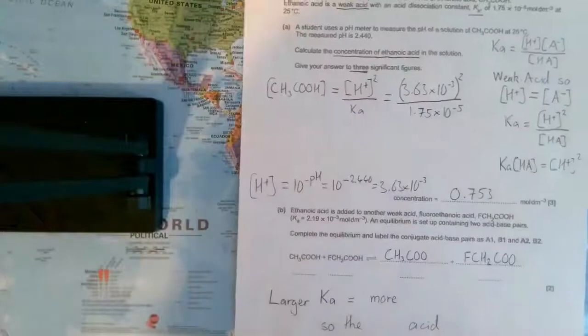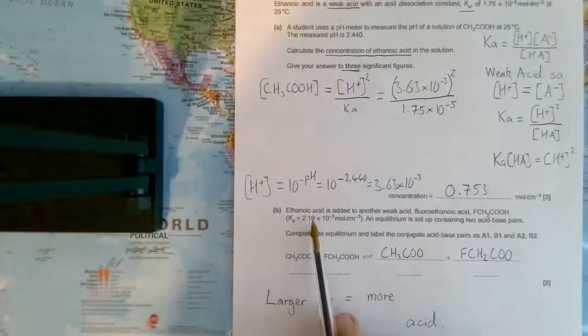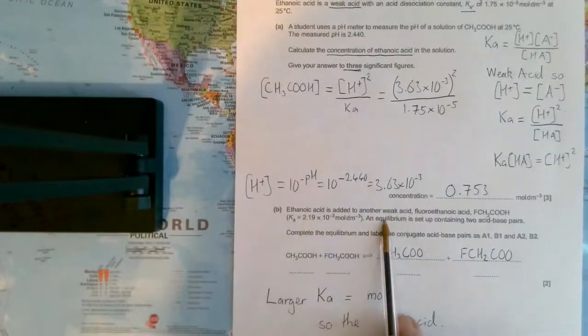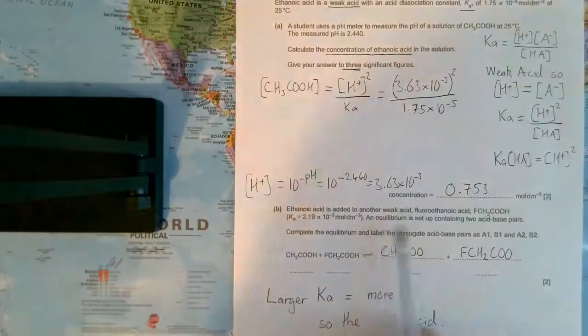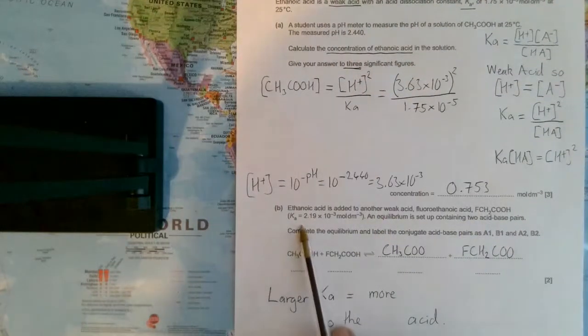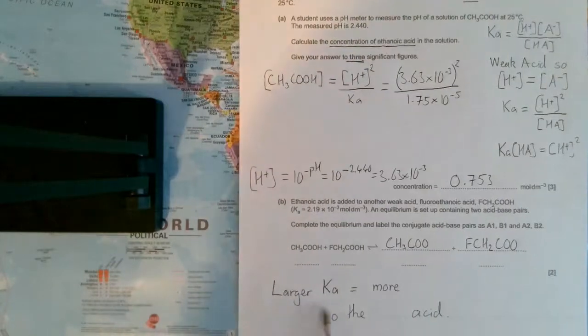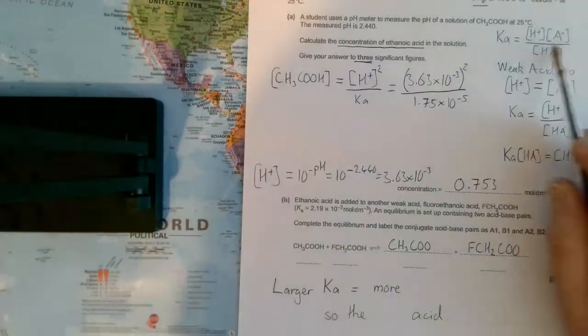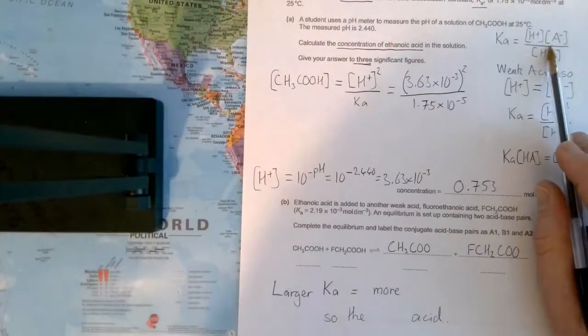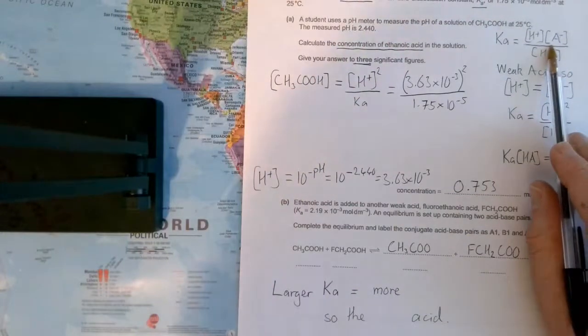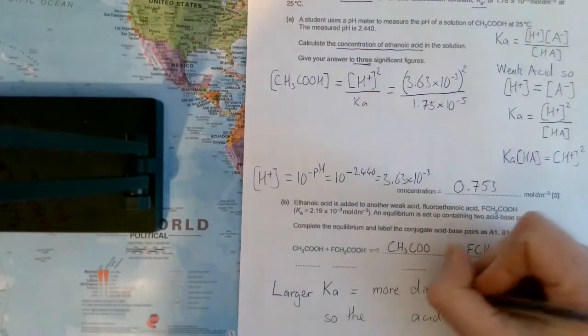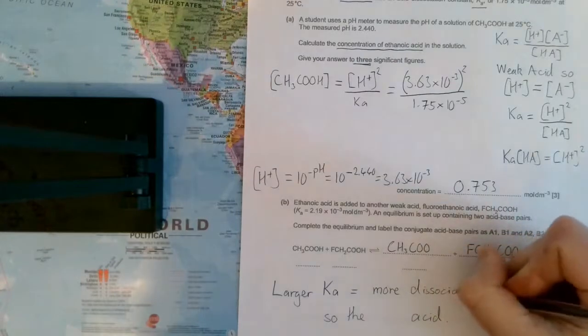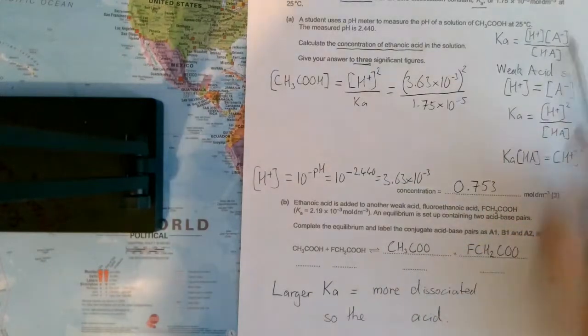Onwards. Right, here ethanoic acid is added to another weak acid. And this weak acid, they give you the Ka. What you have to remember is that a larger Ka equals more dissociation. This is the equation. So it's more dissociated if it's got a larger Ka.